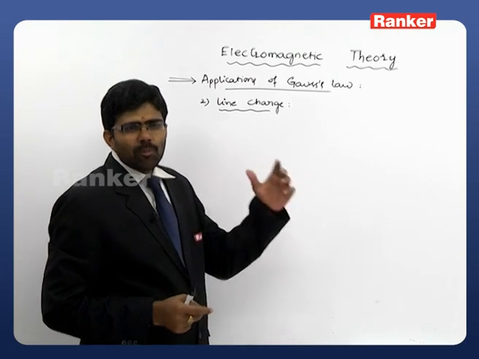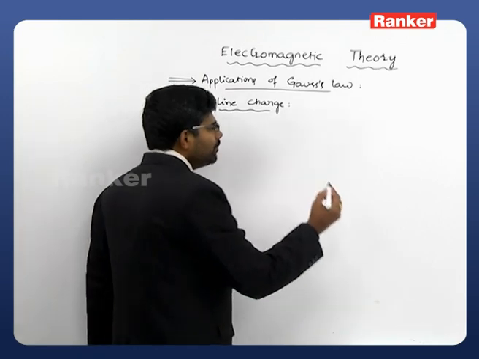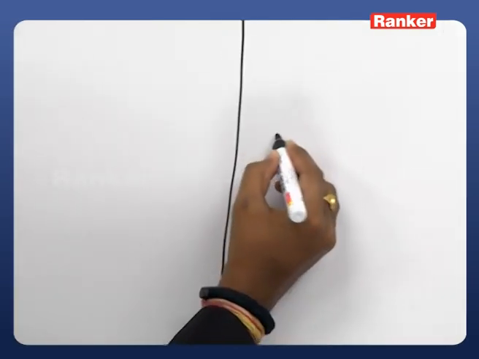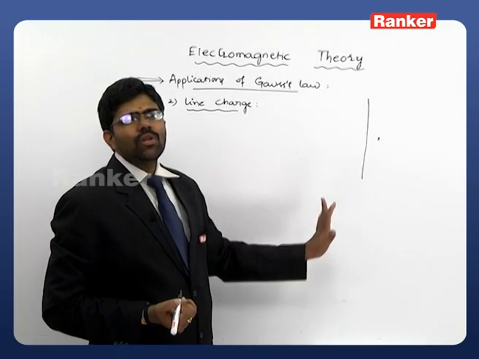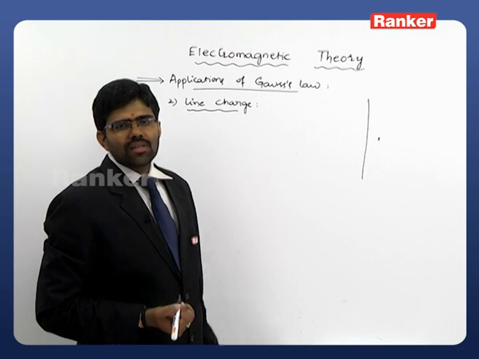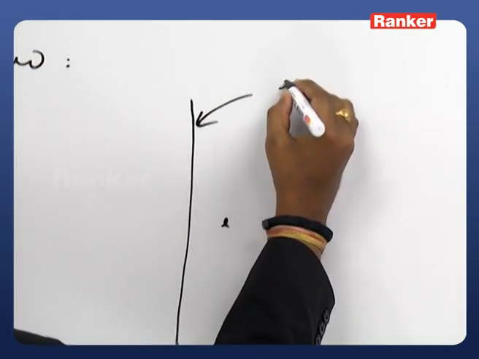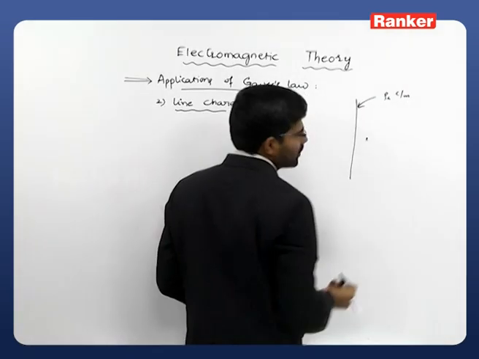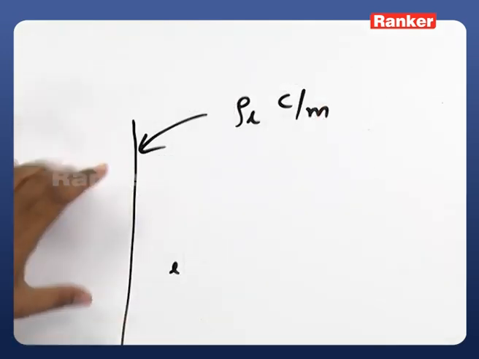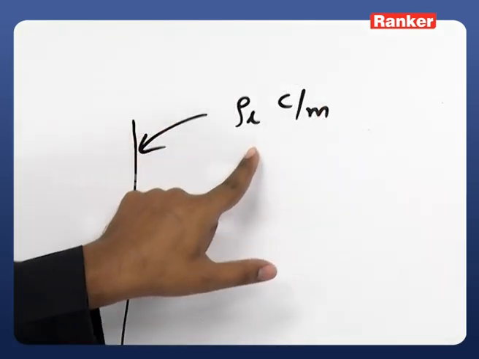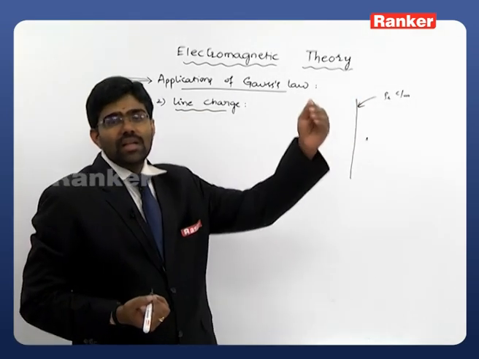Now we are trying to apply our Gauss law for line charge. For our convenience, I will take a line of length L, and on that line the charge is uniformly distributed. So the charge density will be represented with its line charge density rho_L coulomb per meter. Let us consider once again a line charge of length L with charge density rho_L coulomb per meter. Now we are trying to obtain the electric field intensity because of this particular line charge.